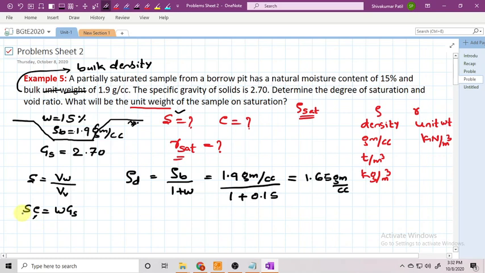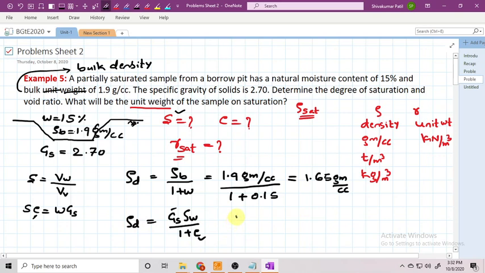But I still cannot find out S unless I know the E value. So from the dry density, what formula do I have? I have gamma D equals GS into gamma W divided by 1 plus E. Here GS I know, and the density of water also I know. So let me write this in terms of density of water instead of unit weight, that is rho W. So GS into rho W divided by 1 plus E. The only unknown is E, which I can find out.